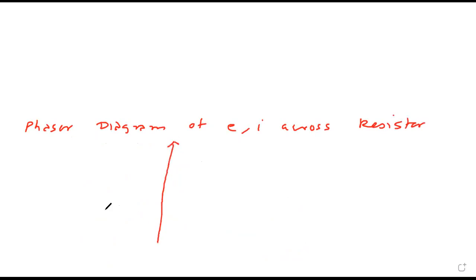Next is called phasor diagram of E, comma I across resistor. See, phasor diagram means vector representation of the graph. E and I, they are in phase with each other.